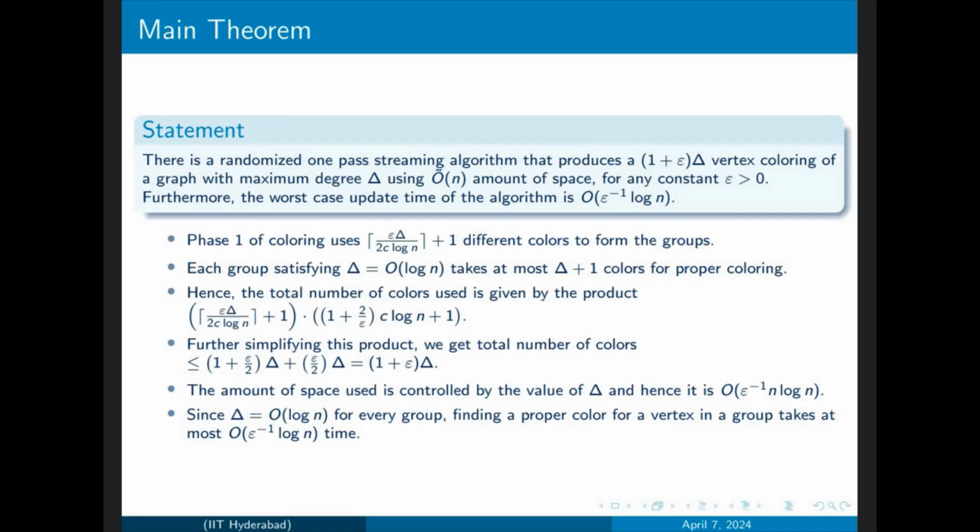The amount of space used is controlled by the value of delta, and hence it is big O of epsilon inverse n log n. Also, since delta is big O of log n for every subgraph or subgroup, finding a proper color for a vertex in a group takes at most big O of epsilon inverse log n time. This completes the algorithm proof. Thank you.